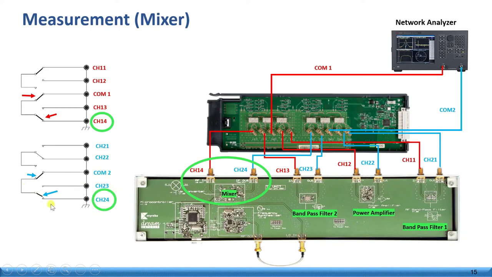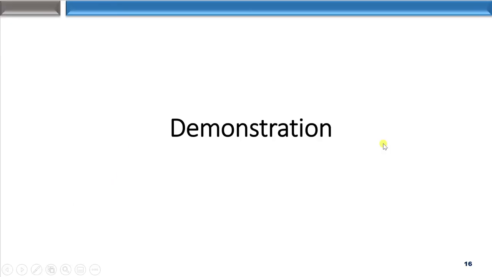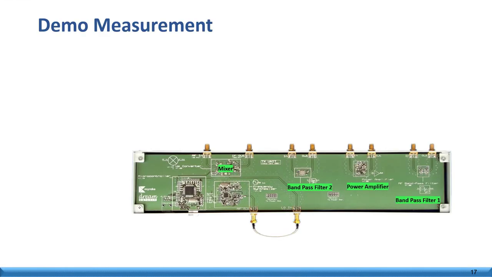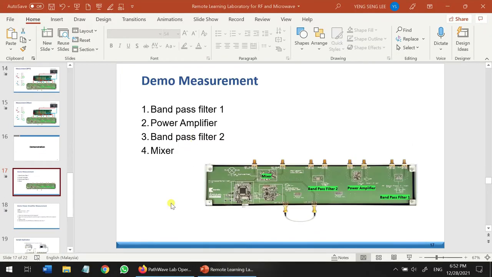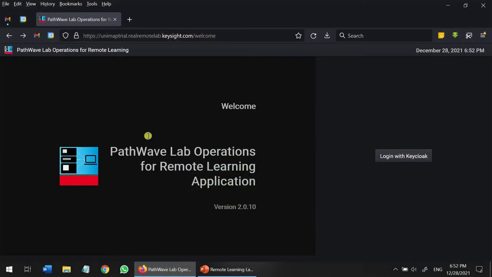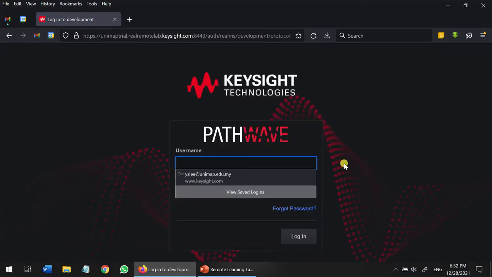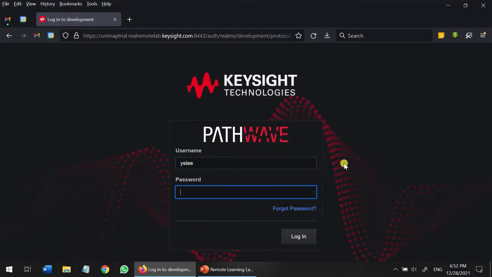Okay, the switches. So now is for the demonstration. For the demonstration, I will show you how to measure the bandpass filter 1, power amplifier, bandpass filter 2, and the mixer. Okay, so let me remote my PC in the lab. So this one I will log in, to control my PC in the lab.